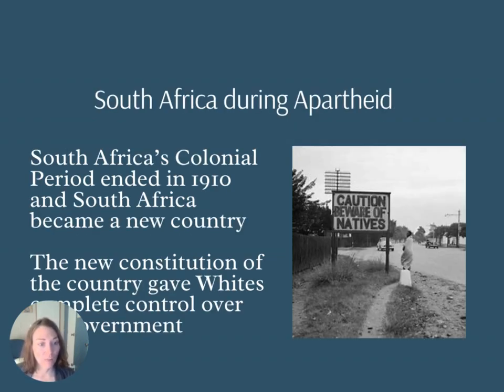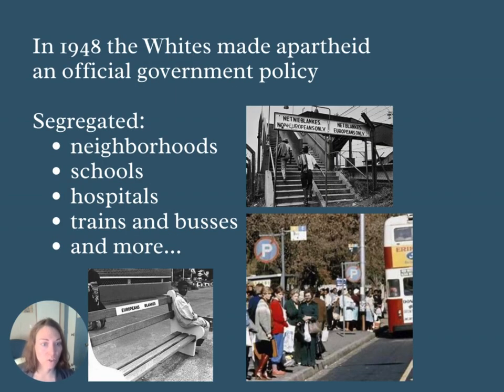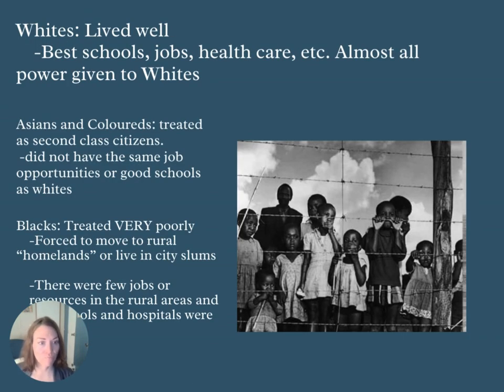So South Africa's colonial period ends in 1910. South Africa becomes a new country. And then this new constitution makes, in 1948, apartheid an official government policy. And it basically legally segregates everything: neighborhoods, schools, hospitals, trains, buses, every component of society that you can think of. So it was a different quality of life depending on what group you were in.